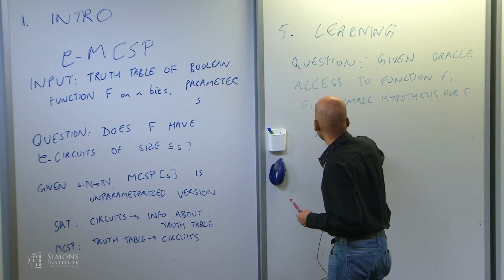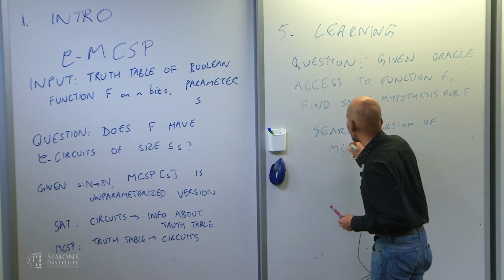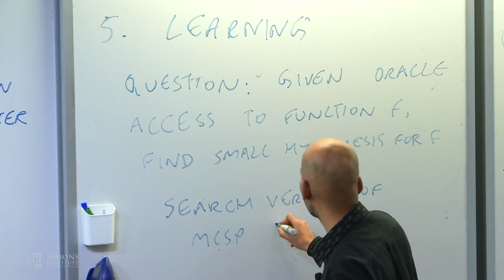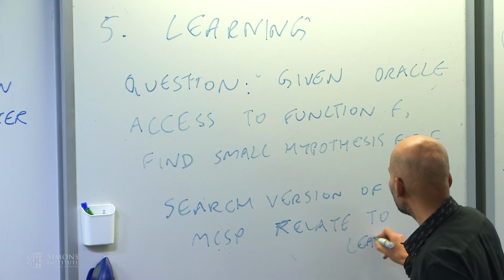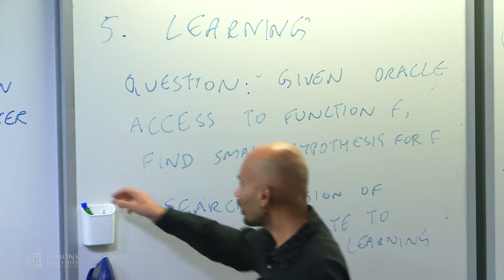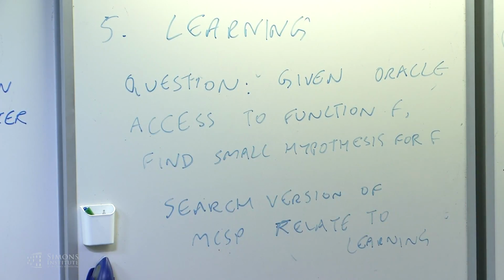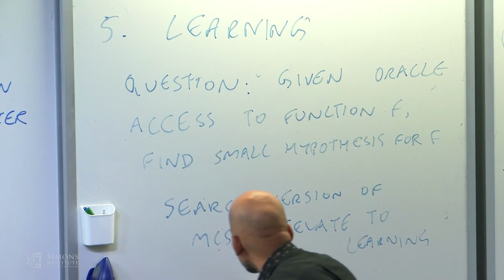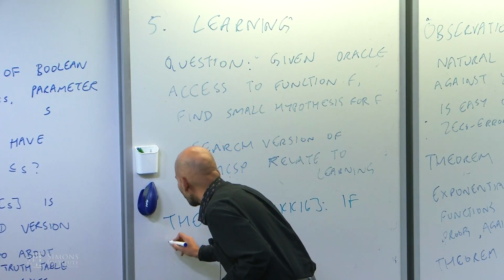So the search version of MCSP relates to learning. Certainly learning algorithms are likely to give us information about it, but there are connections in the other direction too. And there's a really cool recent result of CIKK. What they show is that natural proofs, or in other words, the easiness on average of MCSP, implies learnability, right? MCSP.